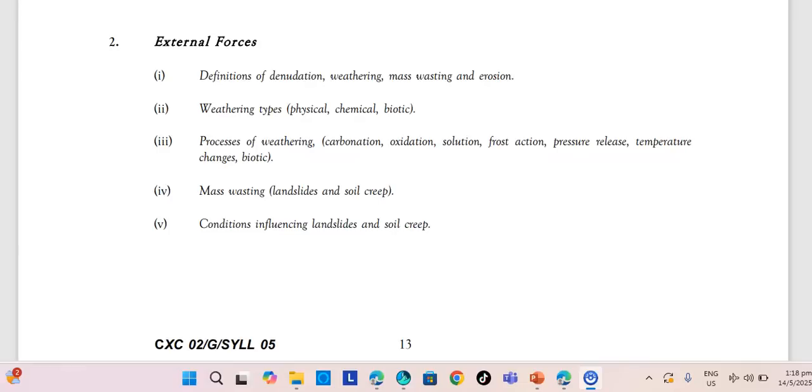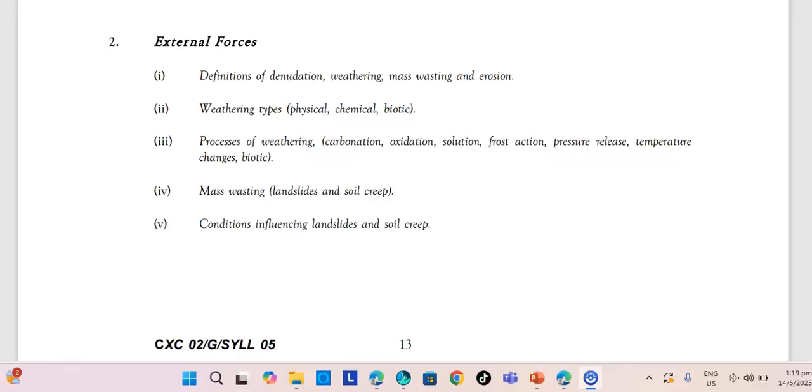Denudation, where am I? Denudation means, what did we say denudation means? Denudation, what's that? Wearing away and removal of the Earth's surface over time. Very good, guys. All right, so we are learning.